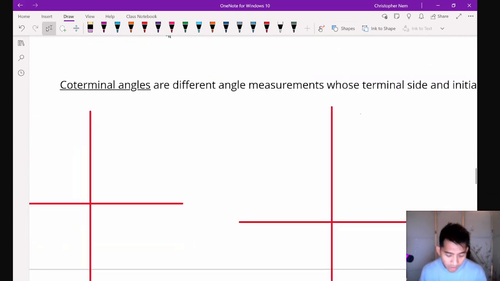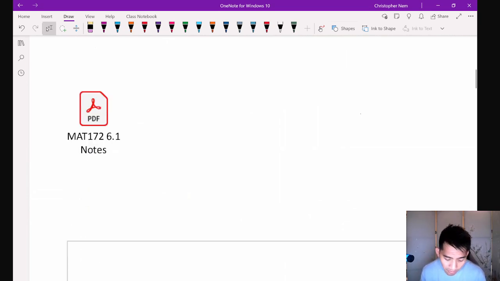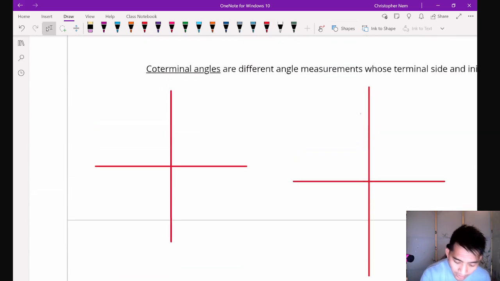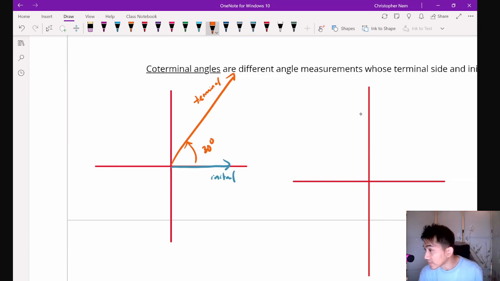Now, what are coterminal angles? Coterminal angles are two different angle measurements, but they share the same initial side and the same terminal side. So for instance, if I draw my initial side right here, this is the initial, and then I've constructed my terminal side all the way over here, terminal. Let's call this guy 30 degrees. All right, theta is 30 in this case.